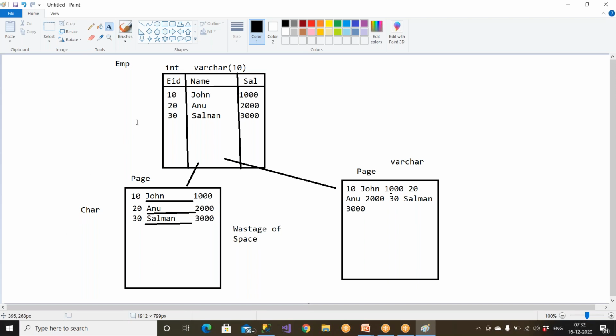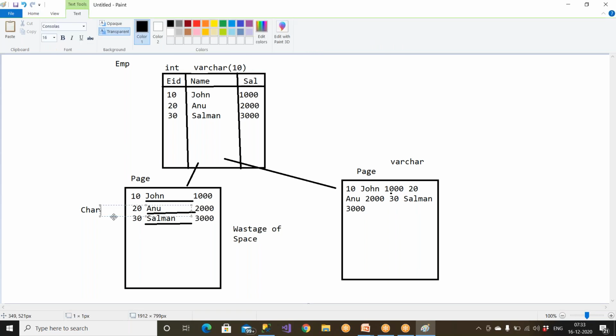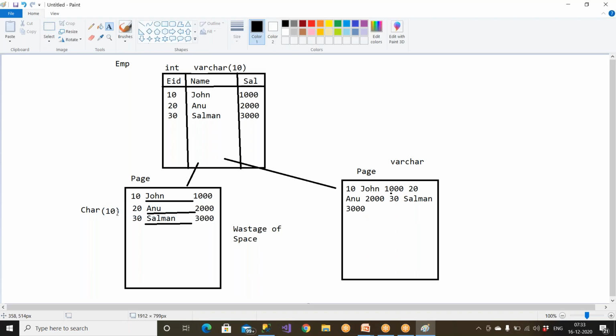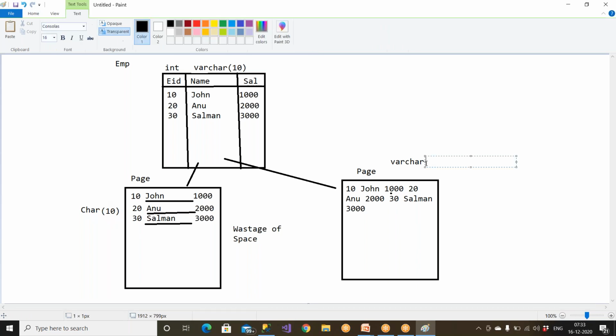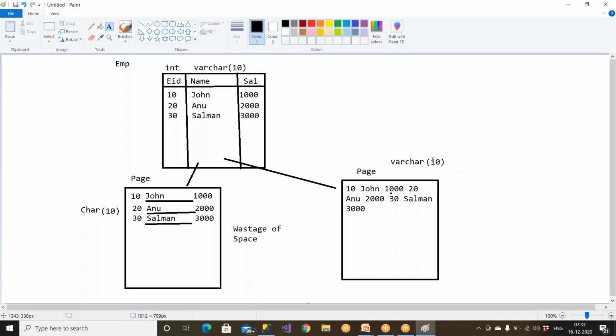Clear? See, varchar or char 10 means what? The maximum you can store is 10 characters. You cannot cross more than that. That means you can have one letter or up to 10 letters. In this case, I have stored only 3 letters, but the maximum you can take is 10 characters. That is the meaning of char 10. So where char 10 means what? Same thing. Maximum you can store up to 10 characters and a minimum of one character.